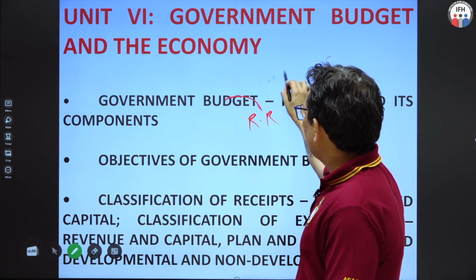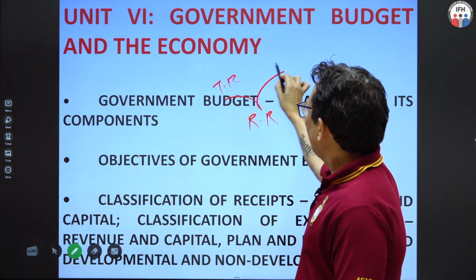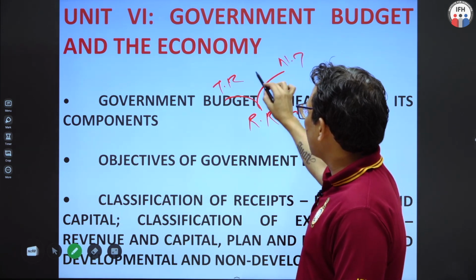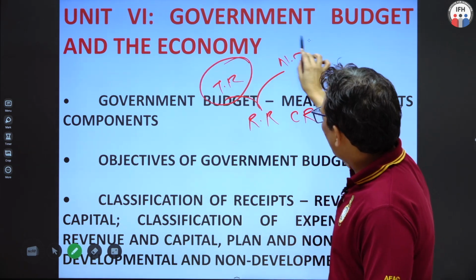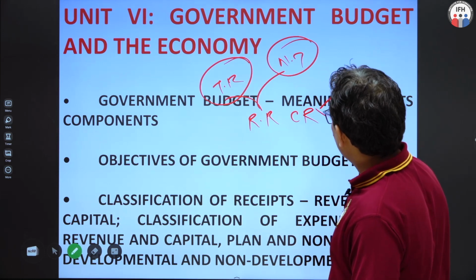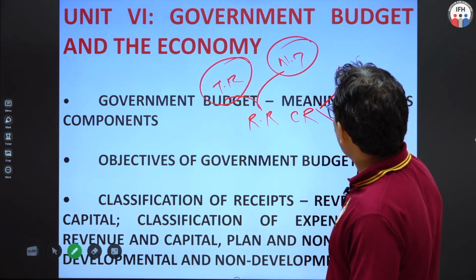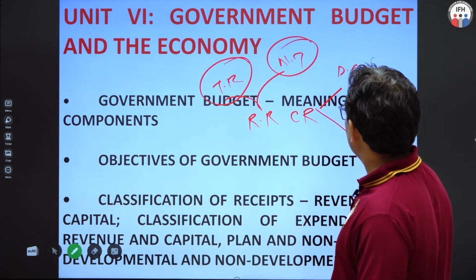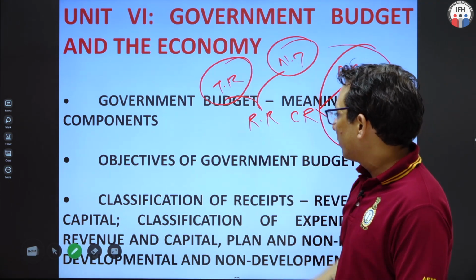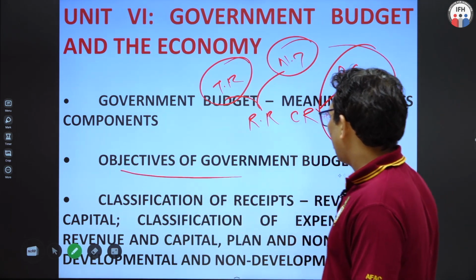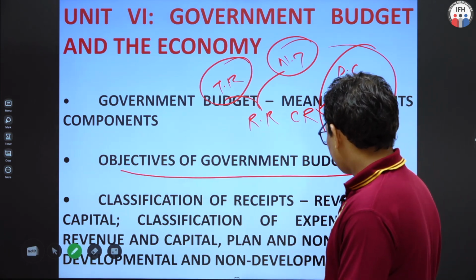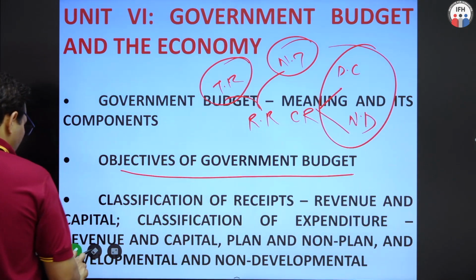Revenue receipts are of two types: tax revenue receipts and non-tax revenue receipts. We'll discuss the various types of tax receipts and non-tax receipts. There are two types of capital receipts: debt creating capital receipts and non-debt creating capital receipts. What are their components? We'll discuss. We'll discuss what the objectives of the government budget are. All right.